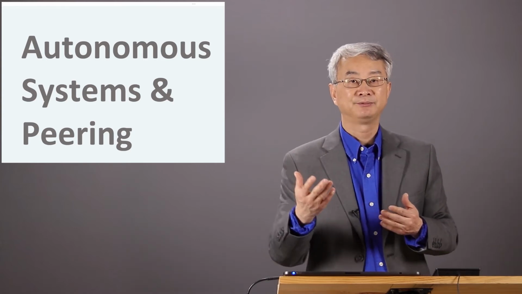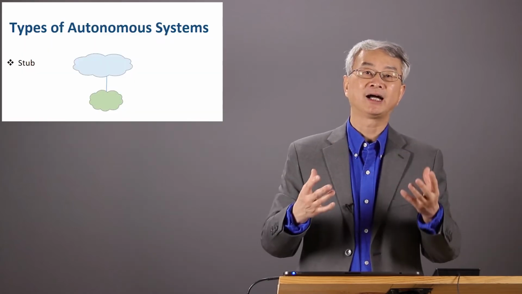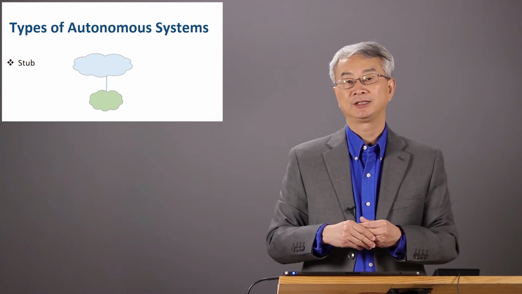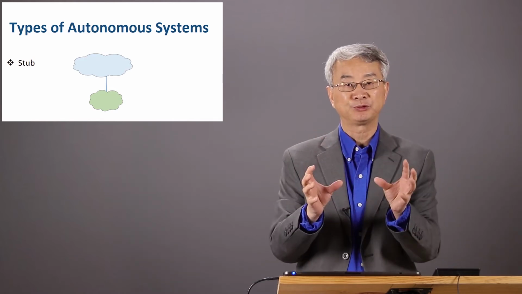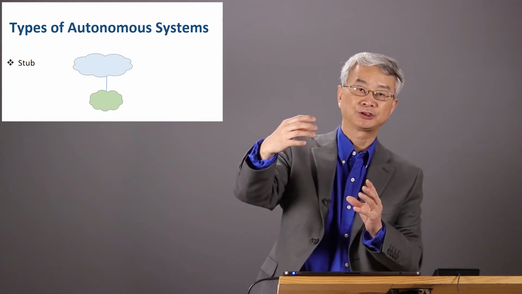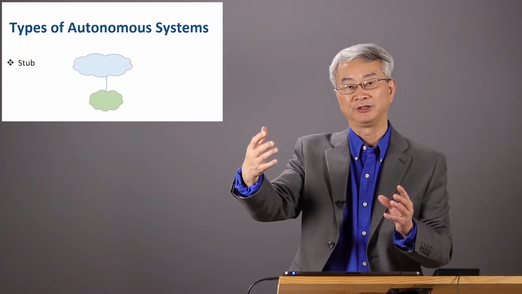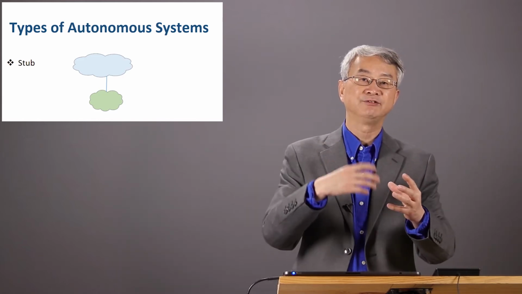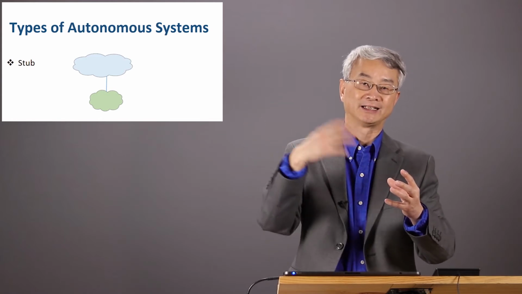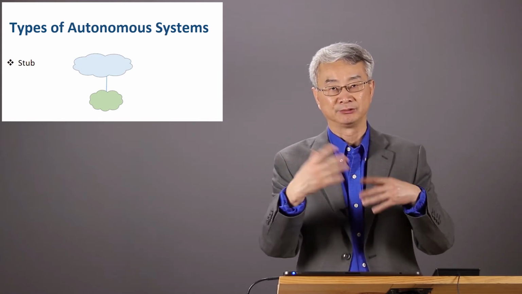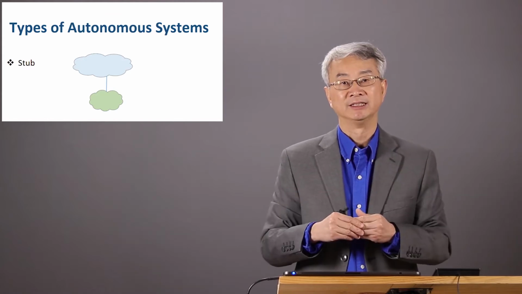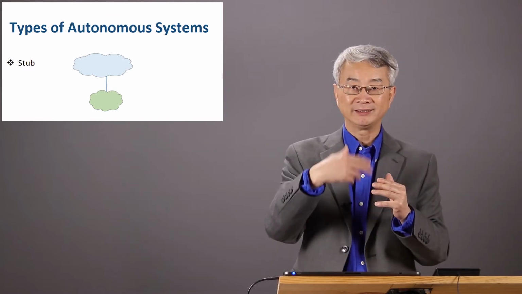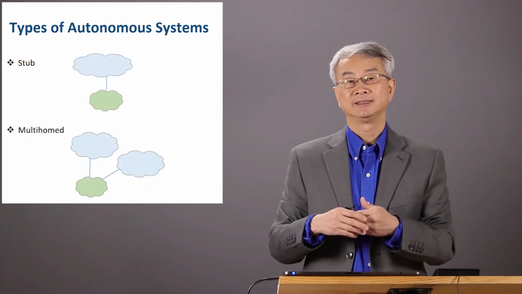There are three types of autonomous systems. One type is called a stub. They are just like a company. They have a network, and their network connects to an internet service provider. They receive packets from the ISP or send packets to the ISP. In order to reach the internet, they have to go through the ISP. So this is called a stub. They have one single ISP.